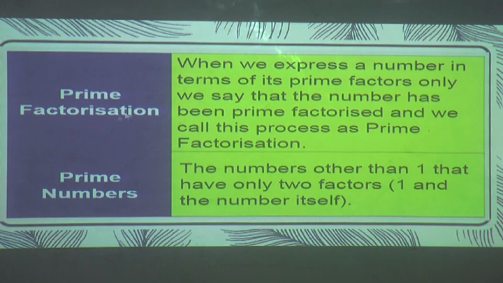Prime factorization. When we express a number in terms of its prime factors only, we say that the number has been prime factorized, and we call this process prime factorization. Prime numbers. The numbers other than 1 that have only 2 factors, 1 and the number itself, are called prime numbers.